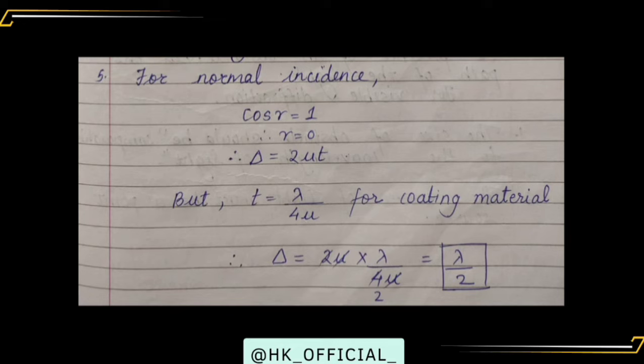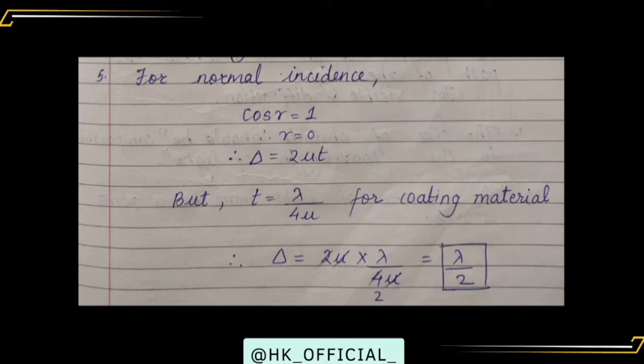So now here at the place of t, just put the condition of thickness which we have considered. What was the thickness? It is lambda upon 4 mu. Just substitute that value in this equation and you will get delta, and that is the only thing which we have to find out.